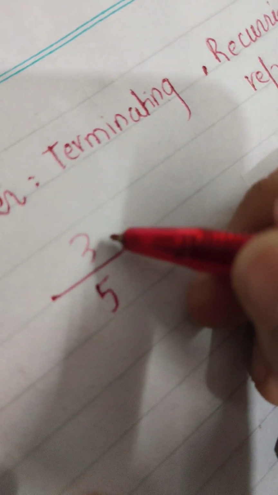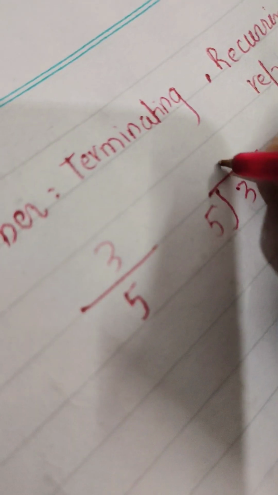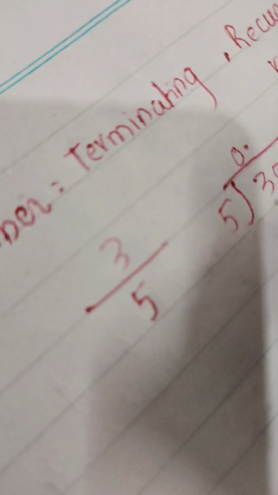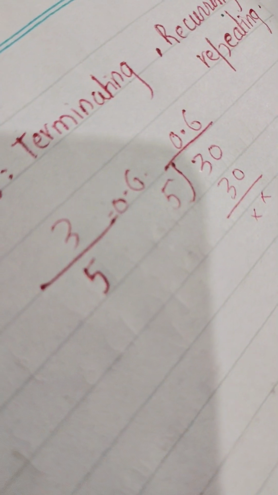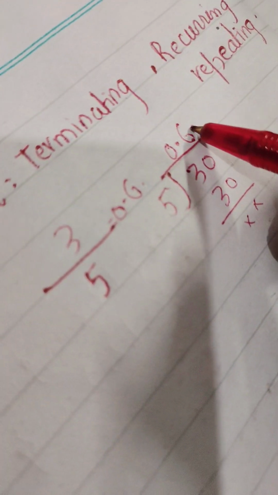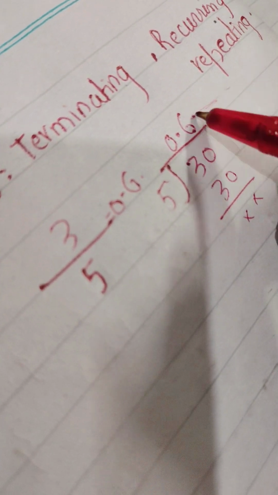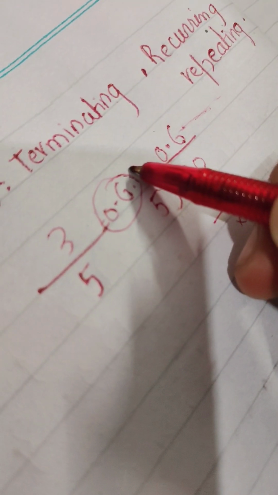As I told you, this is a numerator and this is a denominator. The numerator always comes inside, 5. So if we put 0 point and put 30, 5 sixes are 30. So 0.6 would be the answer, because it is terminating. It is stopping. The answer is not repeating or going on. It terminates. So this is how you can recognize a rational number.